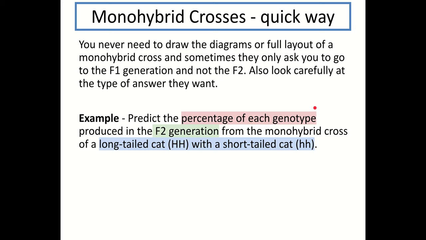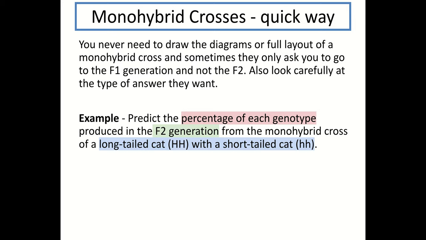Now, you'll never need to draw the diagrams or full layout of a monohybrid cross, and sometimes the question only wants you to go as far as the F1 and not the F2. Also, you need to look carefully at what type of answer they want. Do they want a ratio or a percentage, and do they want the genotype or the phenotype? We're going to go through some more worked examples, using a quicker layout and some proper questions so you can see how they might word it.